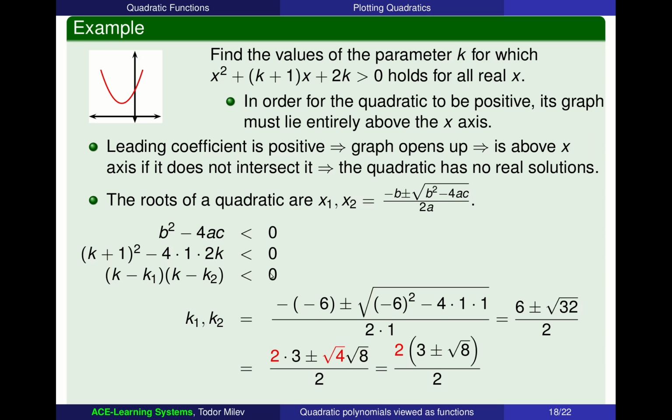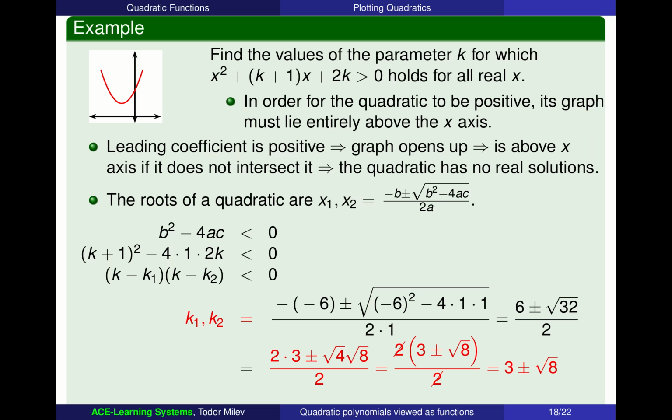Which means that this expression here is equal to 2, and I can factor out a 2 from here and from there. By the way, that's also why I split the 6 into 2 times 3. So I can factor out the 2 from here and from there, and finally I can cancel out the 2, as seen here, to get 3 plus or minus radical of 8. So these are my values for the parameters k1 and k2. Okay, so I found the numbers k1 and k2.